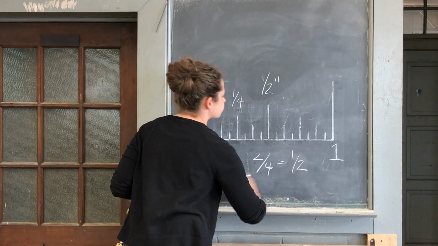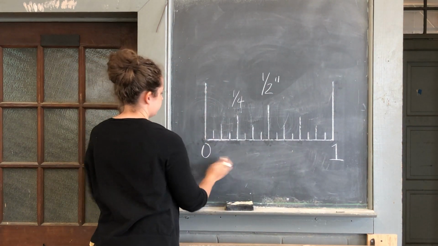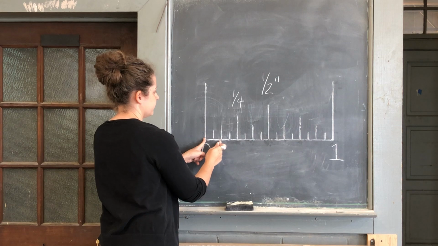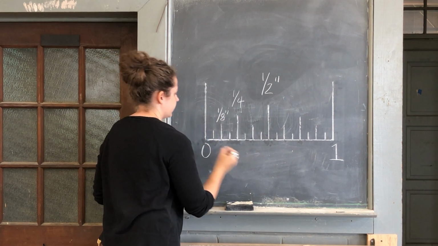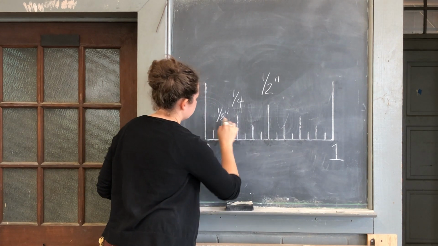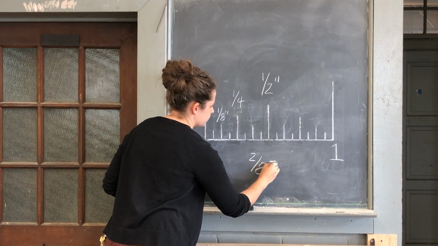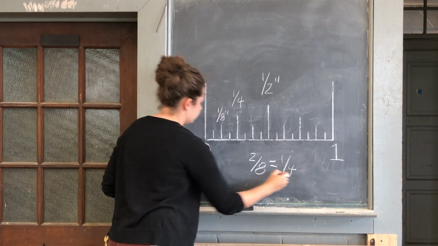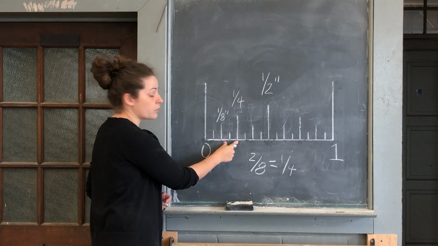Let's erase that. And to break it down again, we go from 0 to 1/4, we have this one, and that would be 1/8. Again, we have 2 of those 1/8 marks is equal to 1/4. So 1/8 being here, we have 1, 2, and that's equal to 1/4.